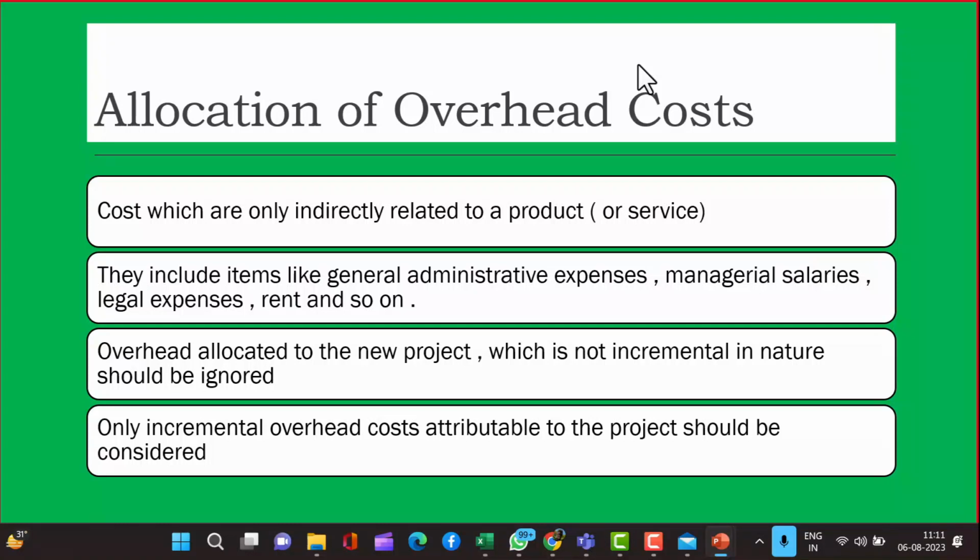Whatever cost the company is already incurring, it is allocating those costs. Head office costs are overhead costs, so the company tries to allocate these costs to the projects. The company may be having so many projects. All these overhead costs should be ignored because the company is going to incur that expense anyway, whether it goes ahead with a new project or not. So that's the logic. Have you followed this?